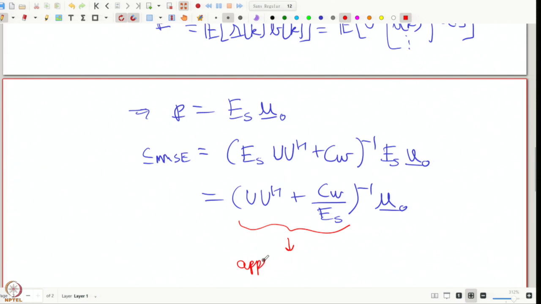This approaches ZF as, let's say, CW or SNR tends to infinity. Now this may be a little confusing as to why; this is something we will see when we do it in GNU Radio as well. But the intuition is that the CW's entries are much smaller than ES, then this (U U Hermitian) whole inverse turns to the pseudo inverse, which is exactly what we had in the case of your zero forcing.